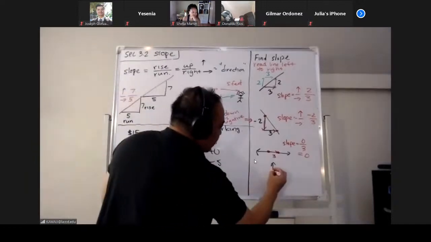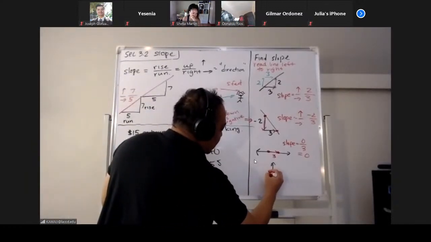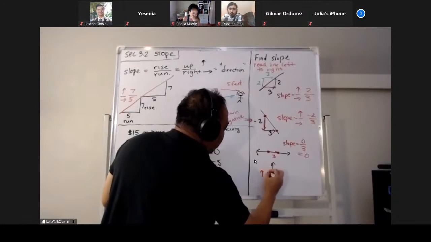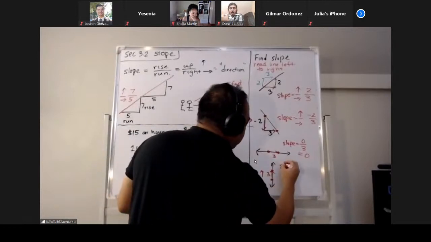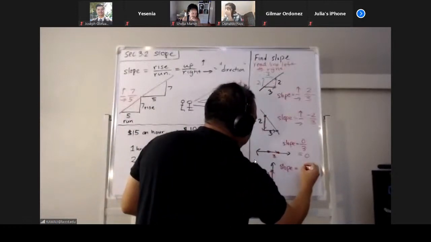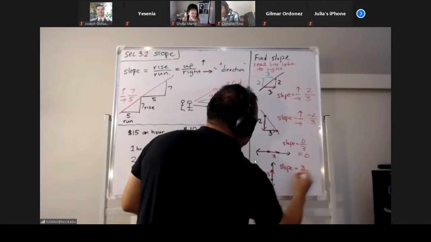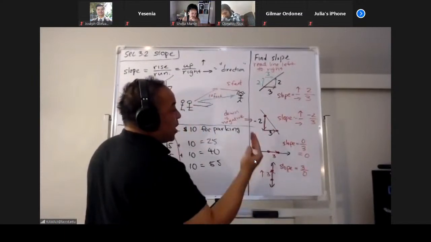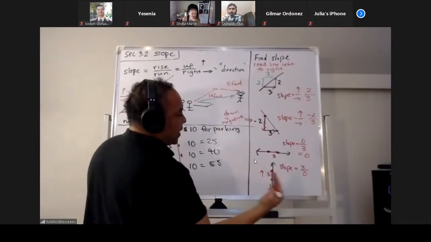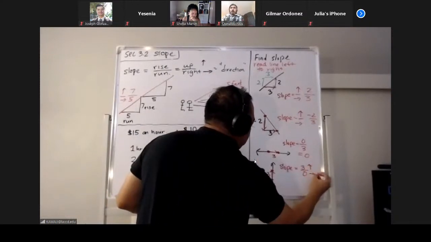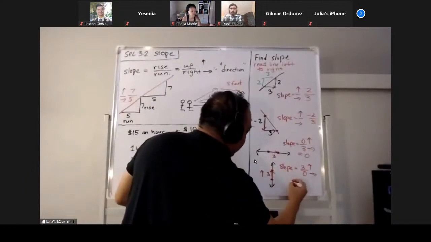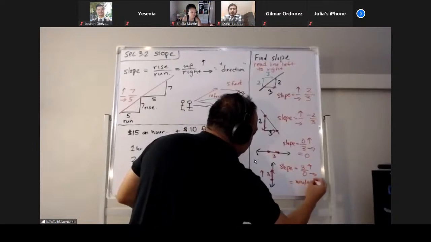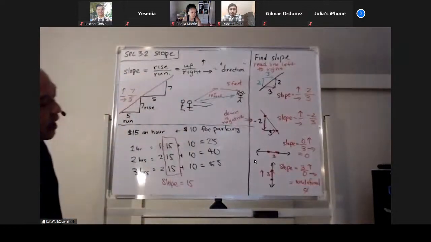Now, in this case, we can pick any 2 points on this line. Let's just call it 3. So we're going up 3, but we're not going horizontal at all. Right? We're going up 3, but we're not going left or right at all. So then the slope of a vertical line is undefined. Sometimes they'll go like that. Sometimes they'll do no solution. Any of those are fine.